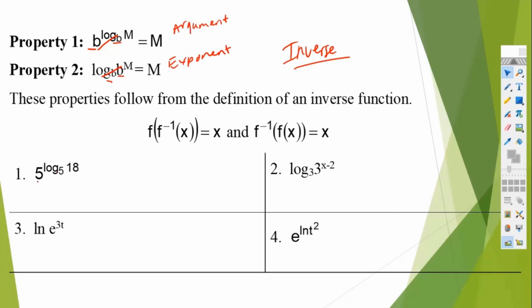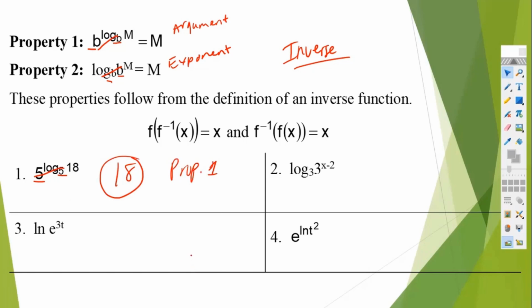All right, so let's practice the inverse skill. So here, I have 5 raised to the log base 5 of 18. The base of my exponent and the base of my log are the same. So what happens here? It cancels out, and my argument is my answer. This is because of property 1, inverse.